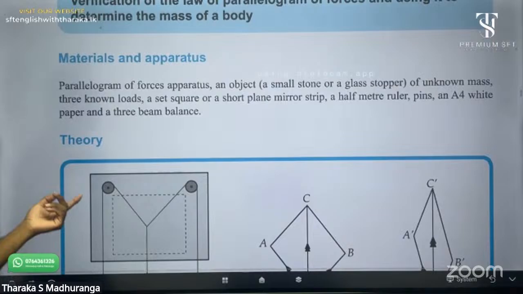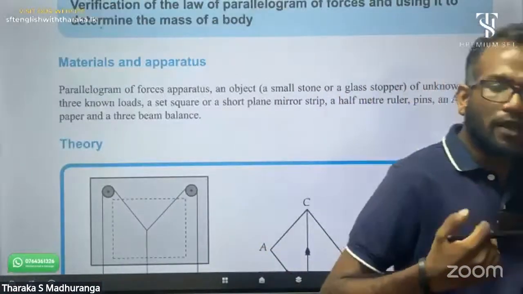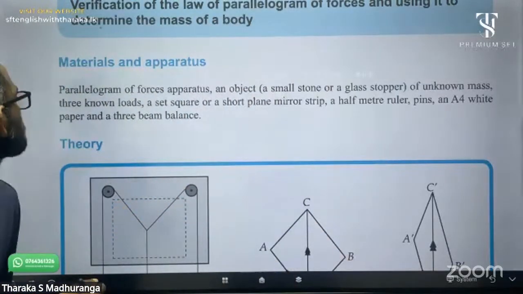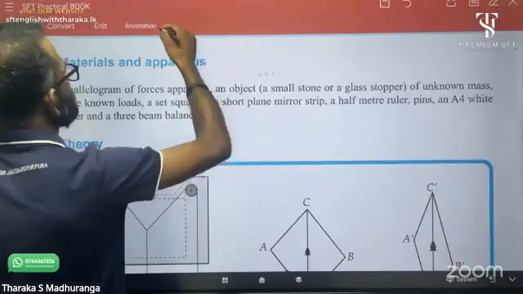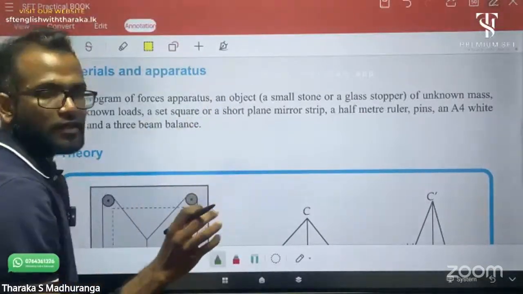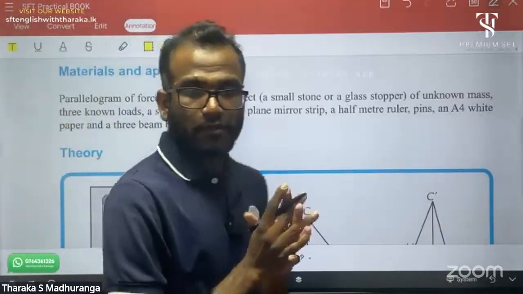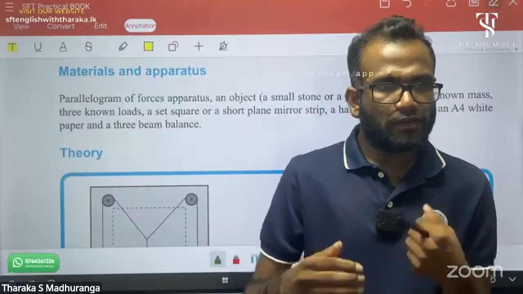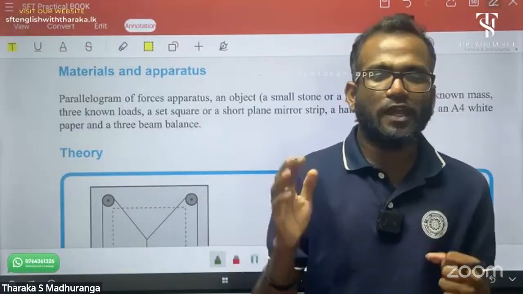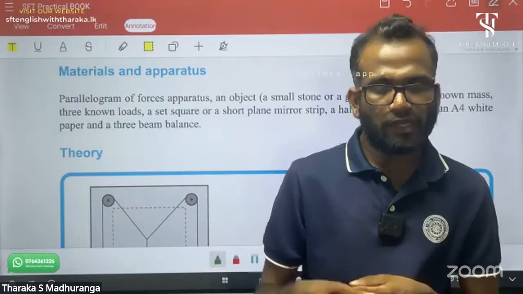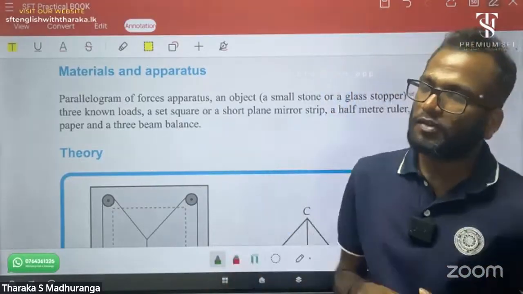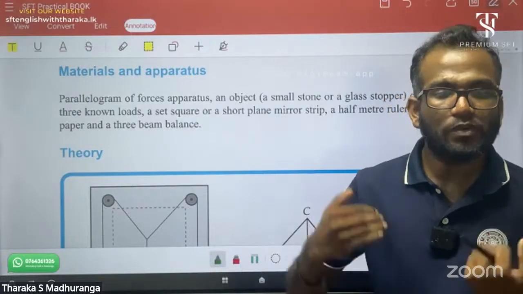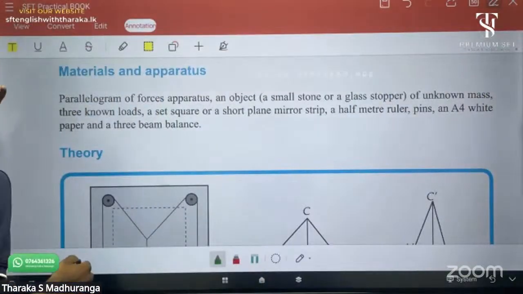The first thing, let's see what the requirements are for this complete practical. They are the materials and apparatus required. After today's practical session, I will give you the practical past paper questions, then you can try these questions. There was a past paper question: what are the apparatus and materials required for the law of parallelogram of forces practical?